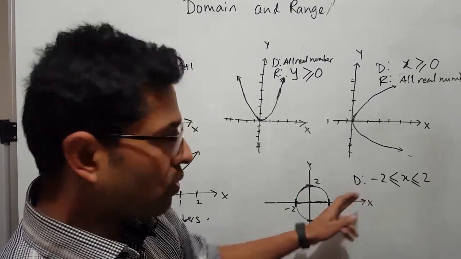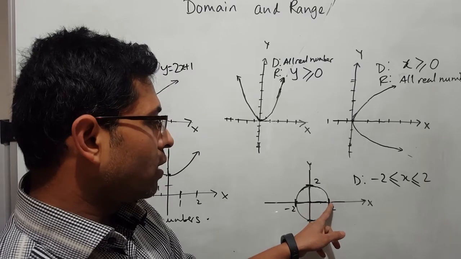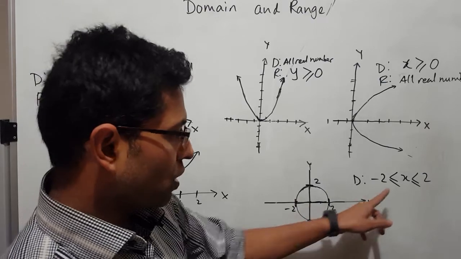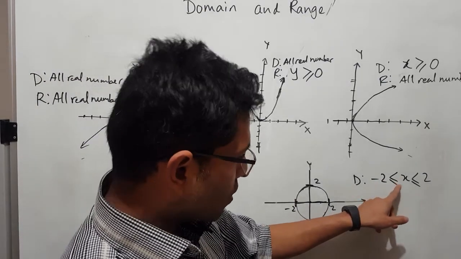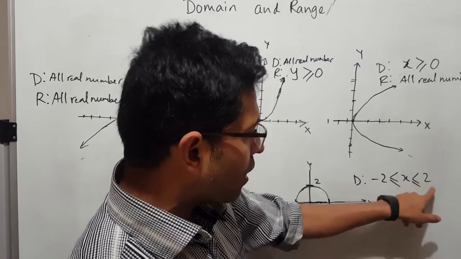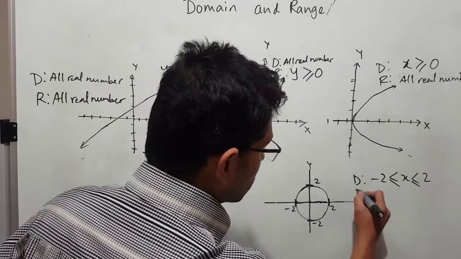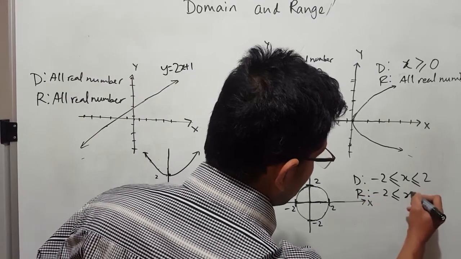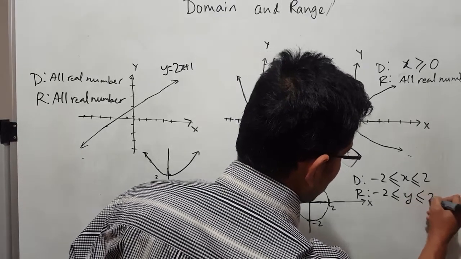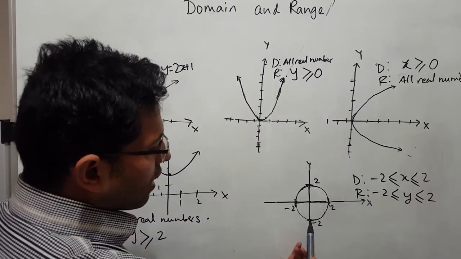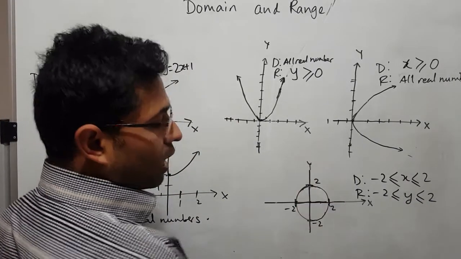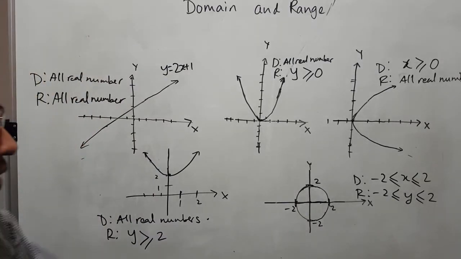So when I'm talking about the domain, I'm talking about the x. So the value would be 2 or less, or minus 2 or more. That's what I'm trying to show. x could be equal to minus 2 or more, and equal to 2 or less. Same way for range, it's not x, it should be y. So what I'm saying here is y is from minus 2 to 2. This is the limit. It cannot be more than 2 or less than minus 2. So that's the restriction.